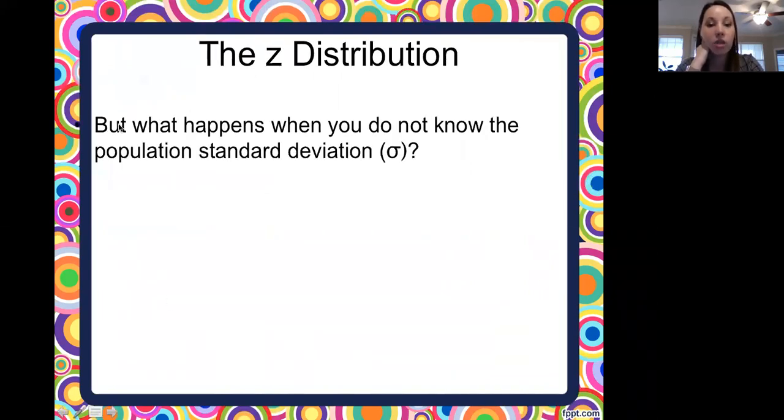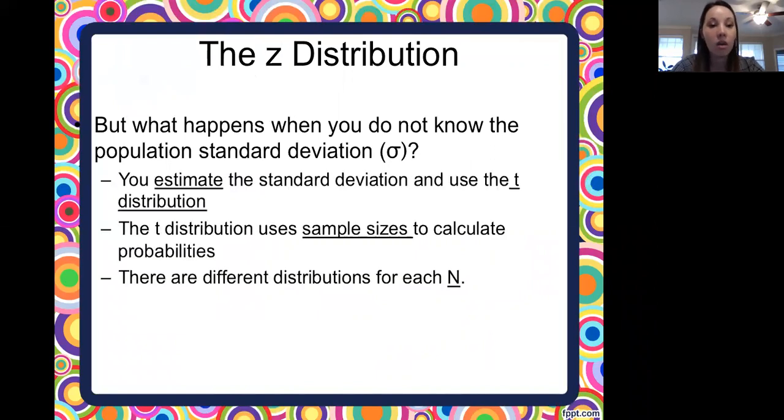However, what happens when you don't know the population standard deviation? This happens a lot. It's very difficult to gather population data, like we've been talking about all through class. So what happens when we don't have that information? Well, we estimate that standard deviation using the t-distribution. In the past we've used the z-distribution, now we are going to be using the t-distribution, and we use this because we don't have the population standard deviation. So when you don't have your population standard deviation, you use your t-distribution instead of your z-distribution.